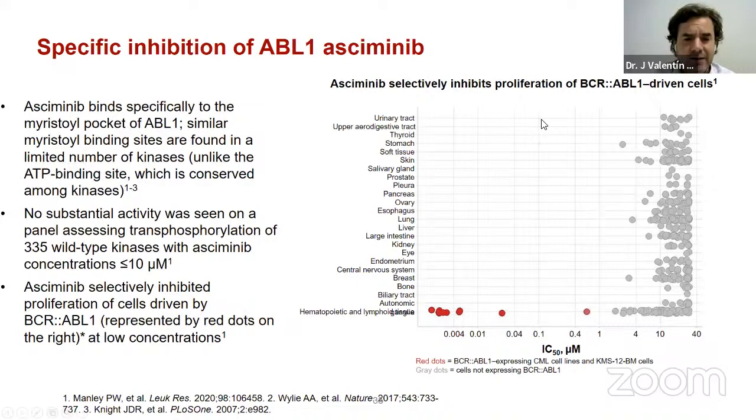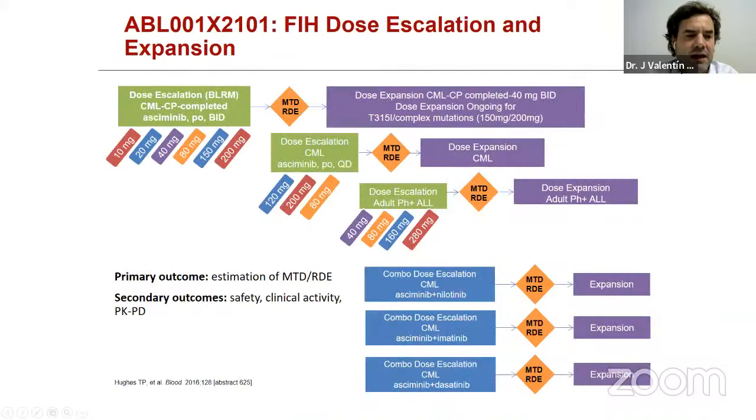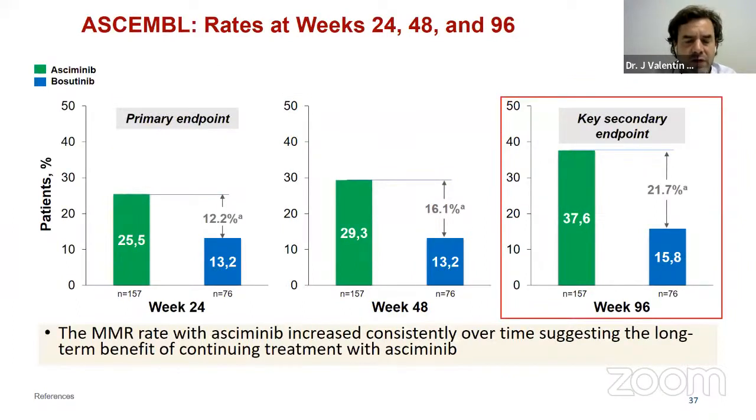What is really relevant is how selective this drug is. These are phosphorylation studies, very similar to the ones that I previously showed you for the previous TKIs, and we can see how asciminib is really very specific for the inhibition of BCR-ABL and does not inhibit any other kinases. And this is the reason why this drug is so well tolerated. The drug was evaluated in a phase 1 study that was successful in terms of efficacy and tolerability, and this is the reason why Novartis conducted a phase 3 study in which asciminib was compared to bosutinib in patients that had previously failed a second generation TKI.